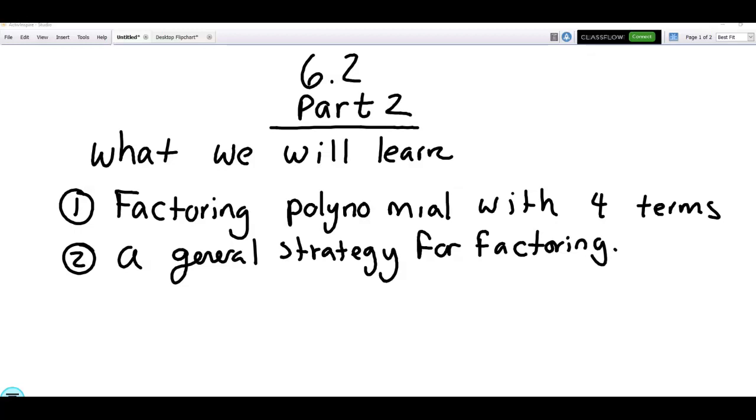Then after that, we've learned all the factoring strategies that we're going to learn for now. So what we're going to do is we're going to put them together to come up with a general strategy for factoring polynomials.